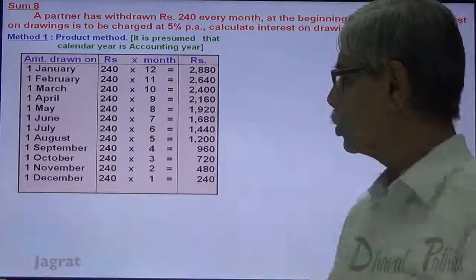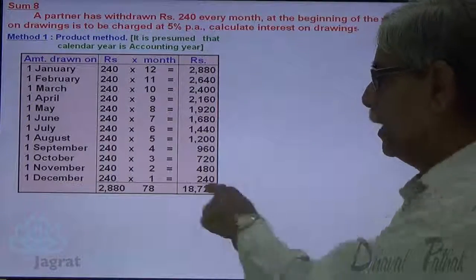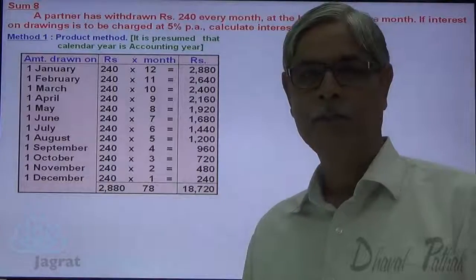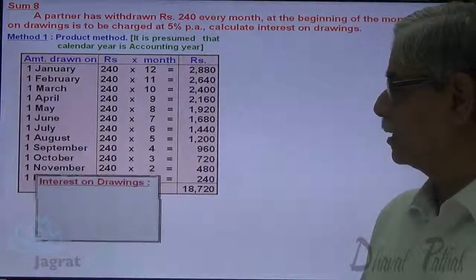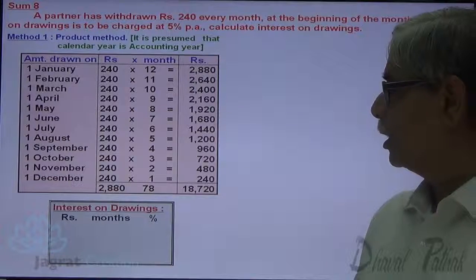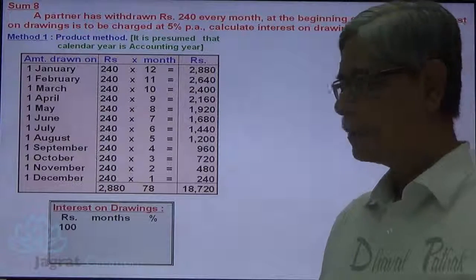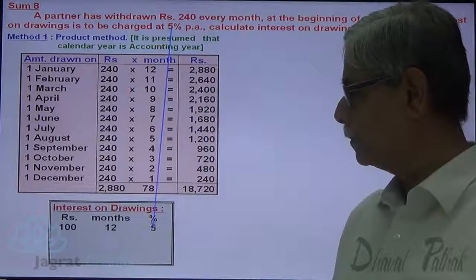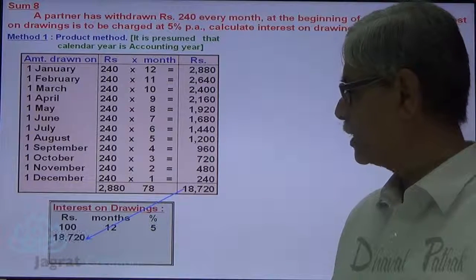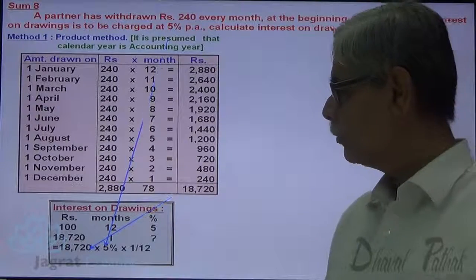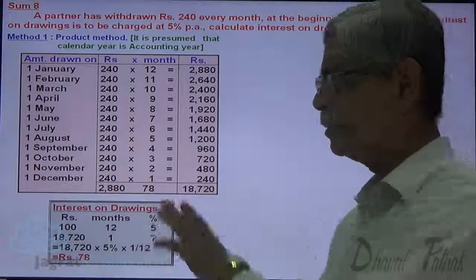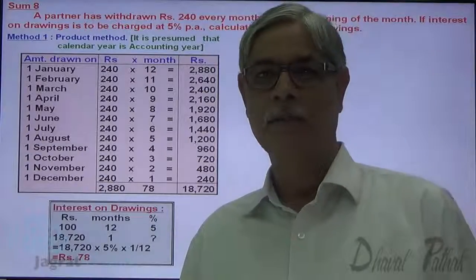So if I make a total of this product, 18,720. So if I want to calculate interest at the rate of 5%, look at it. 100 rupees interest for 12 months, 5 rupees. How much for 18,720 for 1 month? So if you calculate interest by this method, interest is 78 rupees.